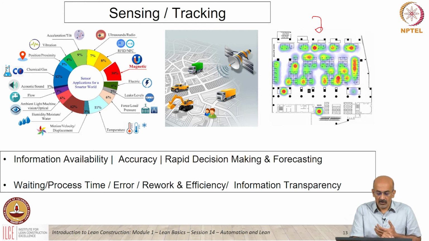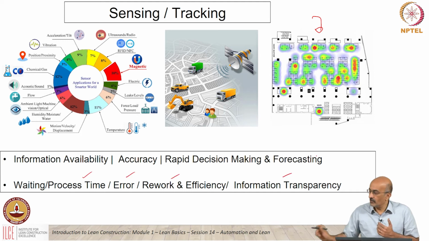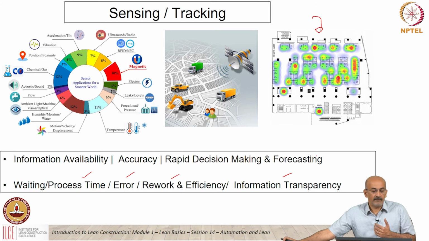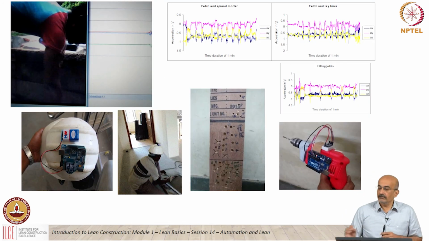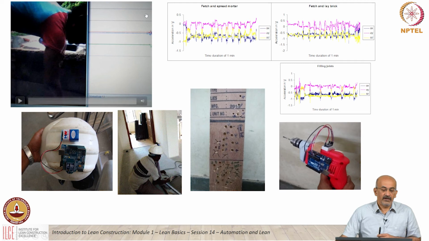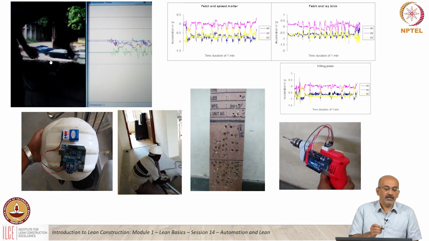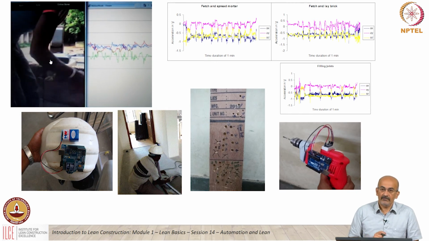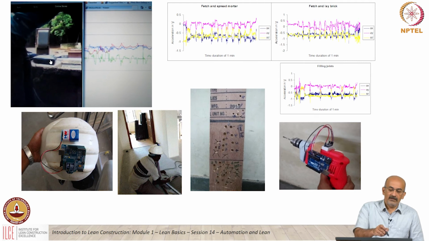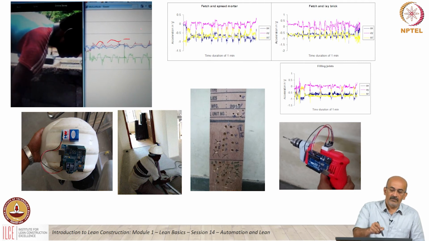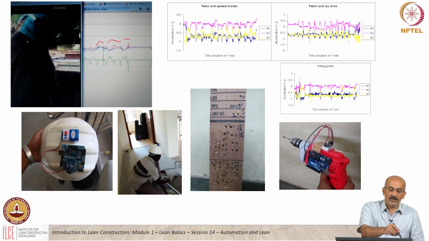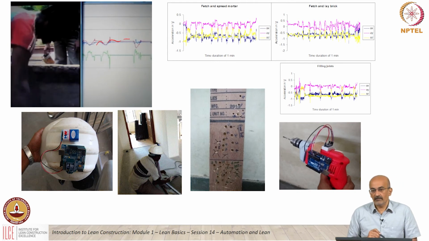Again, you can see a lot of the standard metrics will be benefited through sensing technology. Let me give a few examples here. This is an example from one of the projects we did. You have a worker who has been instrumented with an accelerometer, and the patterns you see here are the accelerometer's readings at the waist of the worker.